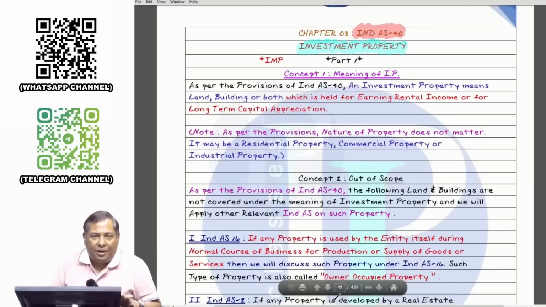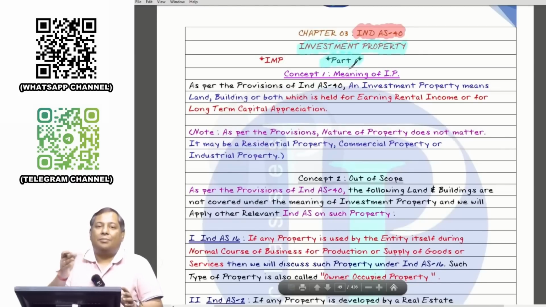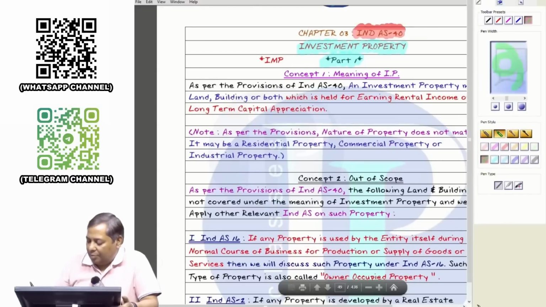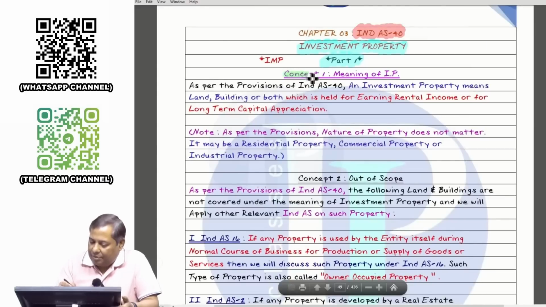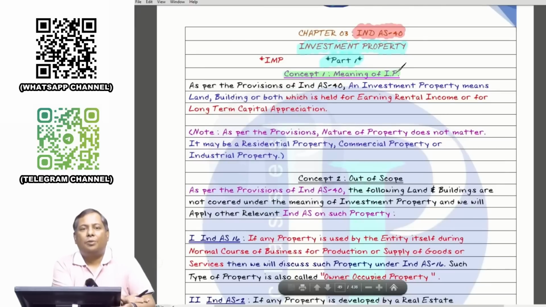I am going to explain Ind AS 40 investment property. This is our part number 1. Part number 1 means lecture number 1, from where I started it. And students, the first thing I taught you was concept number 1, meaning of IP. What is an investment property?